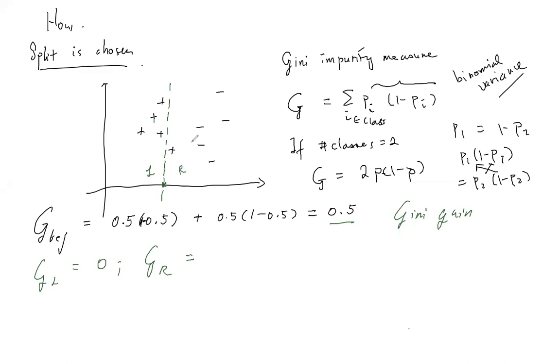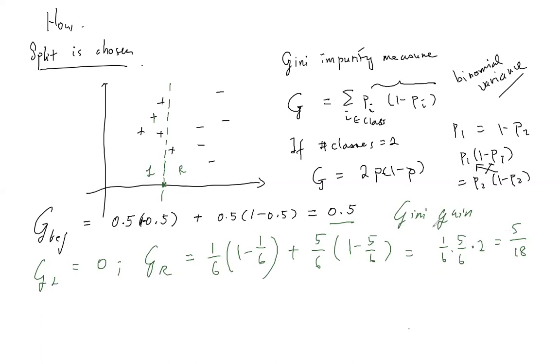So how many points are here? So 6, right? So 1 out of 6 times 1 minus 1 out of 6, right? And plus the remaining one is the minus. So how many of them there? 5 out of 6, right? Then multiply by 1 minus 5 out of 6. So basically, of course, this is 1 over 6 times 5 over 6 times 2. Okay? So this will give you 5 over 18.